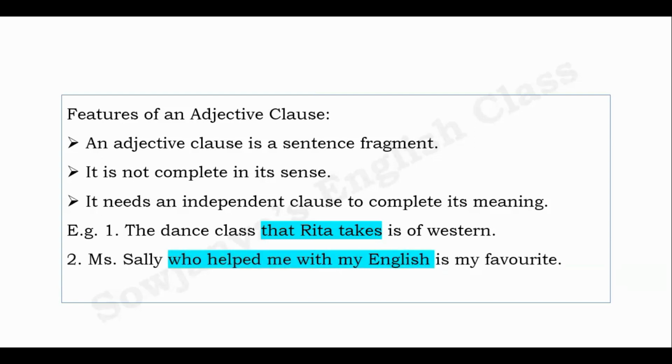And Miss Sally, who helped me with my English, is my favorite. Who helped me with my English? That is our adjective clause over here. So here the independent clause is Miss Sally is my favorite. Now our adjective clause who helped me with my English is describing or modifying Miss Sally.